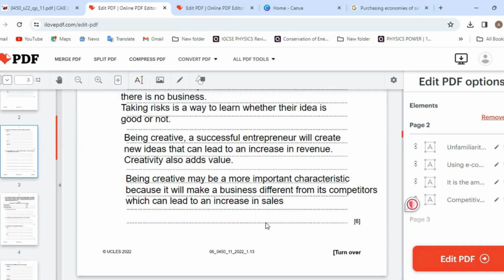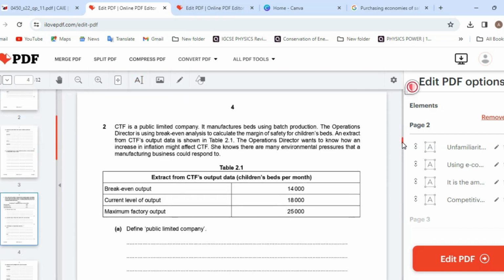Okay, let's see the next question that we have. We have question 2 here. CTM is a public limited company. It manufactures bed using batch production. The operations director is using break-even analysis to calculate the margin of safety for children's bed. An extract from CTM's output data is shown in table 2.1, which is this.